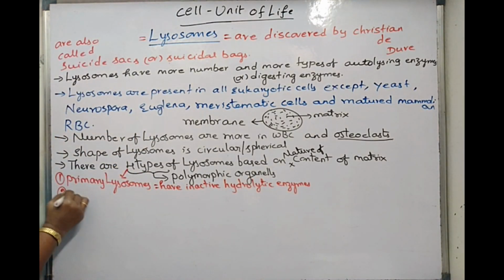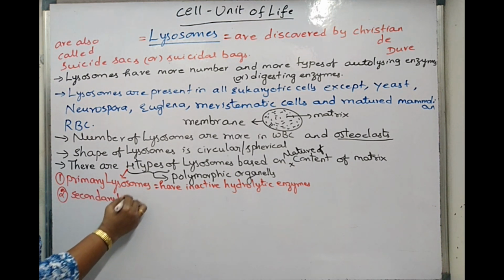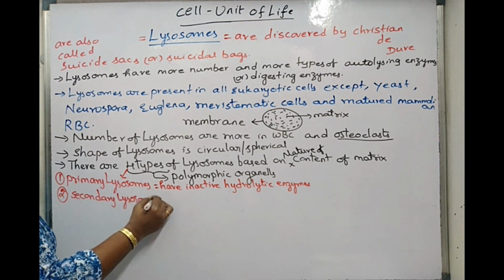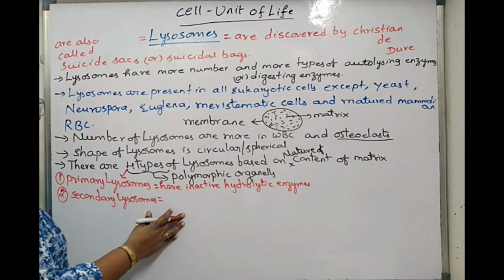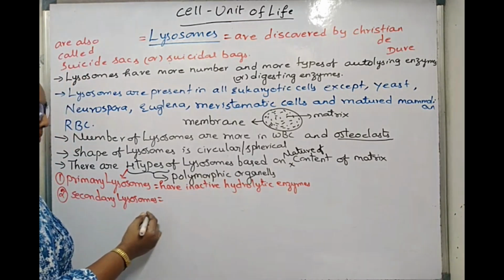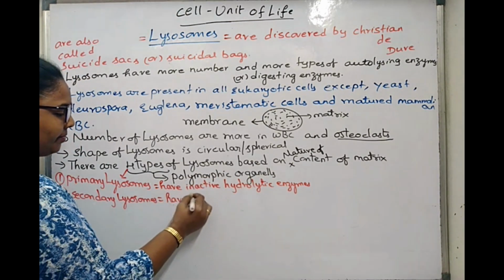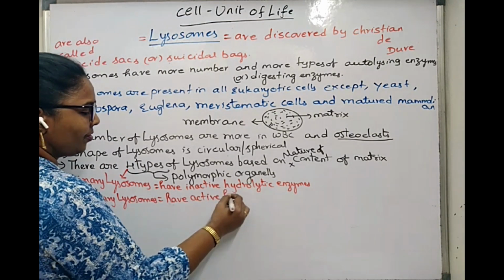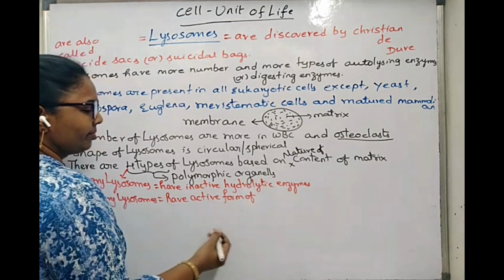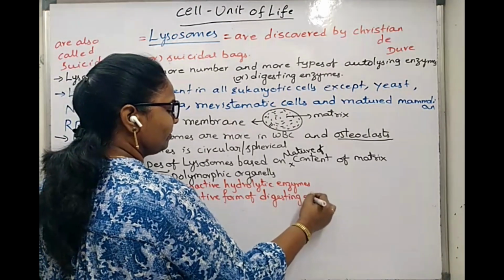Next, second one, secondary lysosomes. Now, these have the activated form of digesting enzymes or hydrolytic enzymes. These have the active form of digesting enzymes.